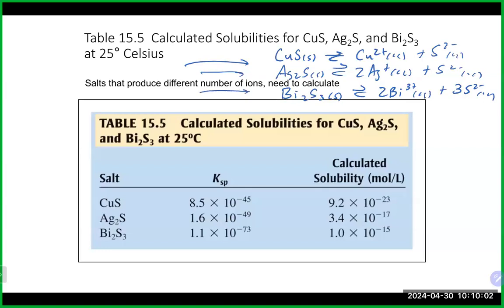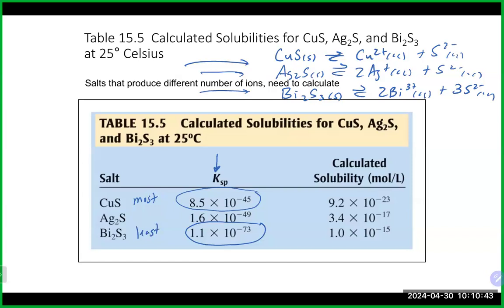And that means if we looked at just the KSP value, which is this column right here, we would actually see that it is the copper 2 sulfide that has the larger KSP value. Based on that, we would predict that this guy would be the most soluble, and this guy has the lowest KSP value, which means we would predict that this guy would be the least soluble if we just went by KSP values. The reason we cannot go by KSP values in this case is because they break apart into different numbers of ions.